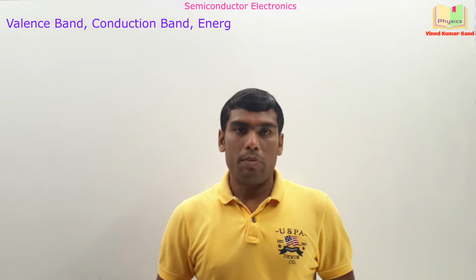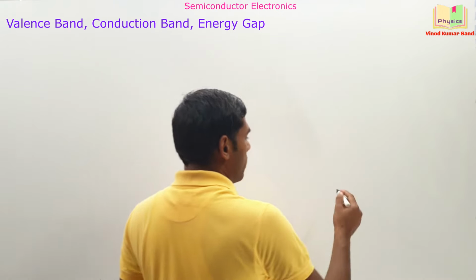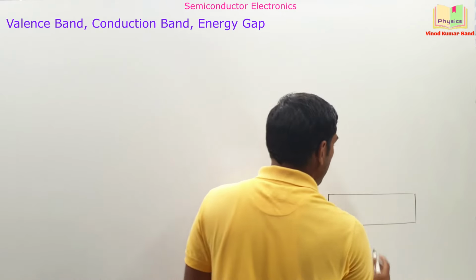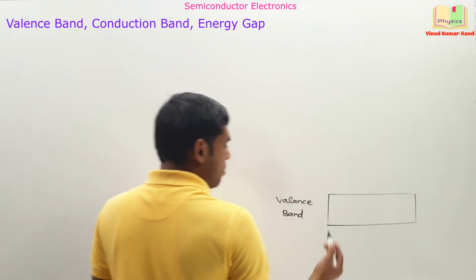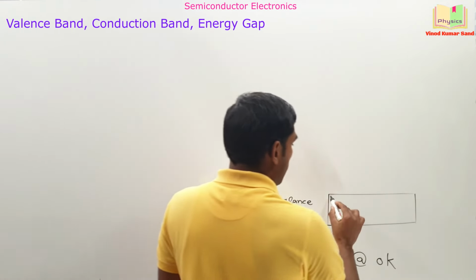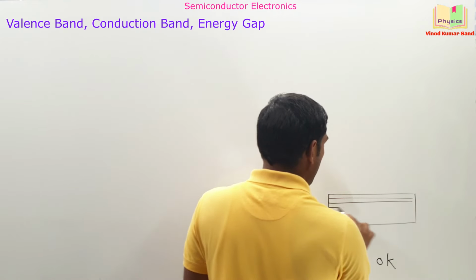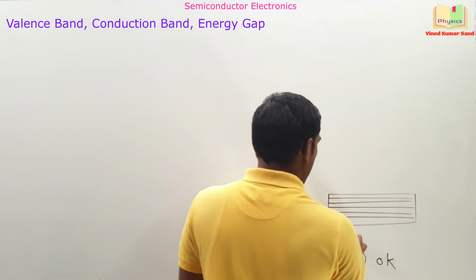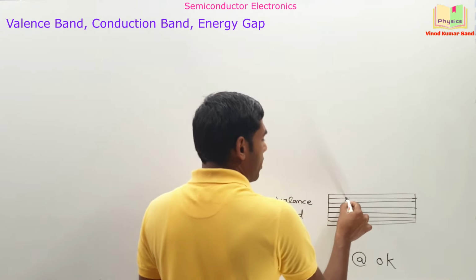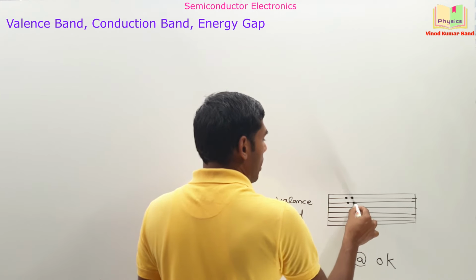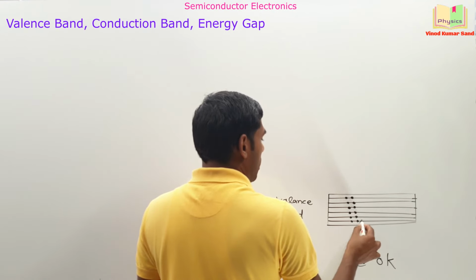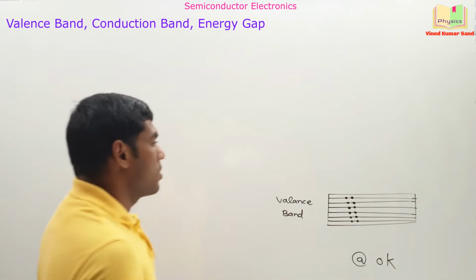Let us see the energy band representation of the solids. The band where the valence electron resides is known as the valence band. Suppose we draw this picture at 0 Kelvin. At 0 Kelvin, all the valence electrons are bonded with their respective nuclei. So we have a large number of energy states in the valence band, and each energy state will have 2 electrons.